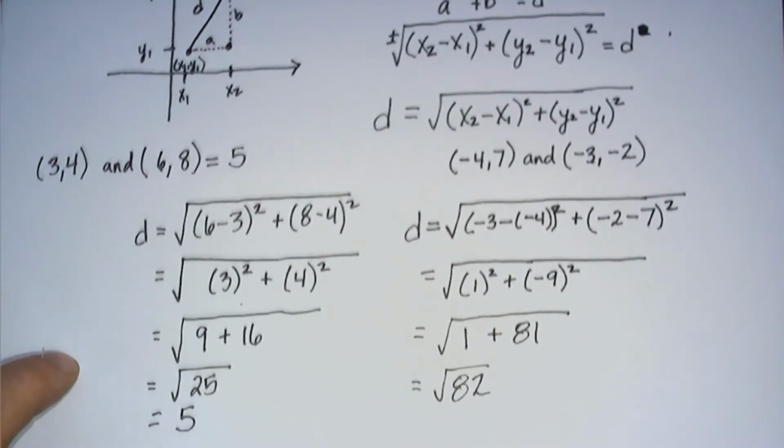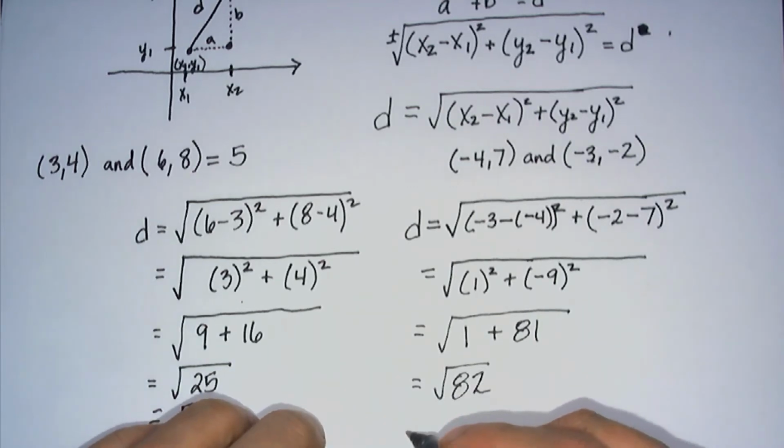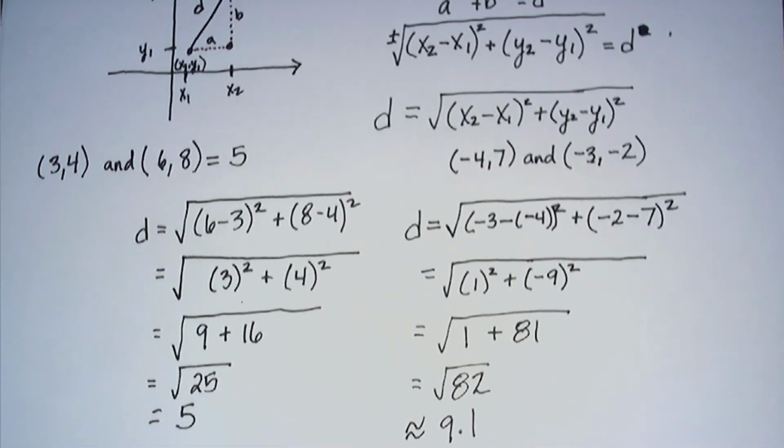Now, what do you do when you get there? You pull up your handy calculator and you find the approximation. This is not always necessary, but if you're doing a real-world application, it would be most prudent to give them an approximation. So the square root of 82 is approximately 9.06 or 9.1. So the distance is approximately 9.1. And that is just about all there is to cover on the distance formula in the plane.